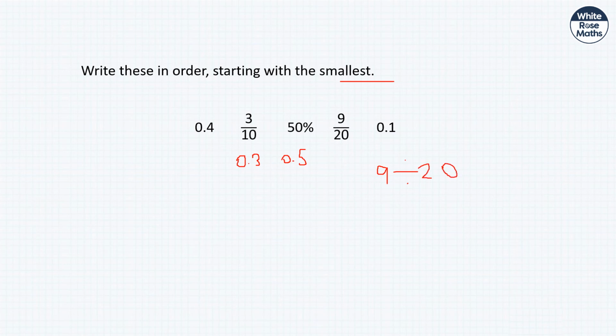Working this out using a bus stop method, if we're not too sure. So 20s into 9 I can't do. I'm going to put a decimal point, carry the 0. So 20s into 90 go 4 times with 10 left over. 20s into 100 go 5 times. So it's 0.45.